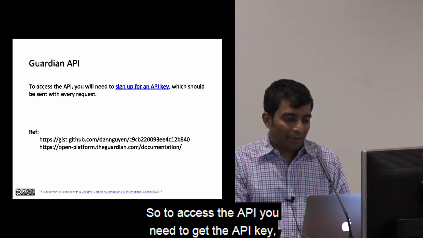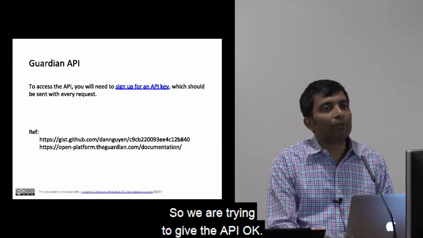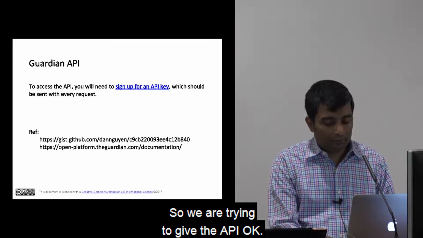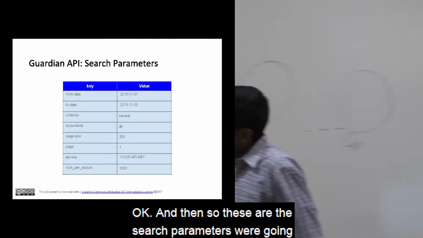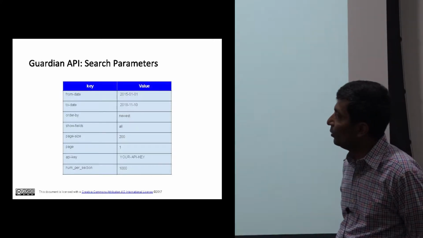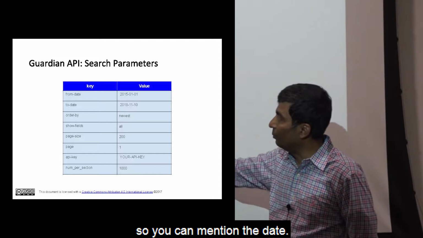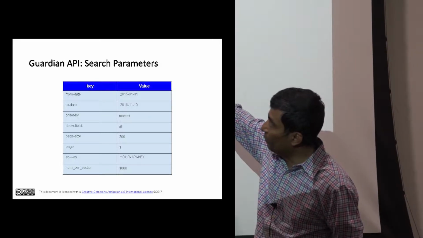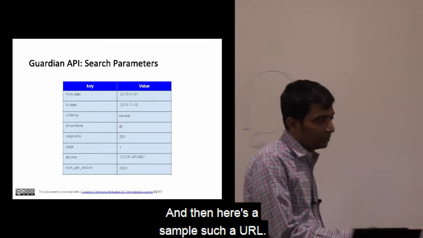To access the API, you need to get the API key. That's very important. So we are planning to give you an API key. Am I correct? Okay. And then these are the search parameters we are going to use. You need to provide your API key, and you can mention the date and those types of things we can specify.